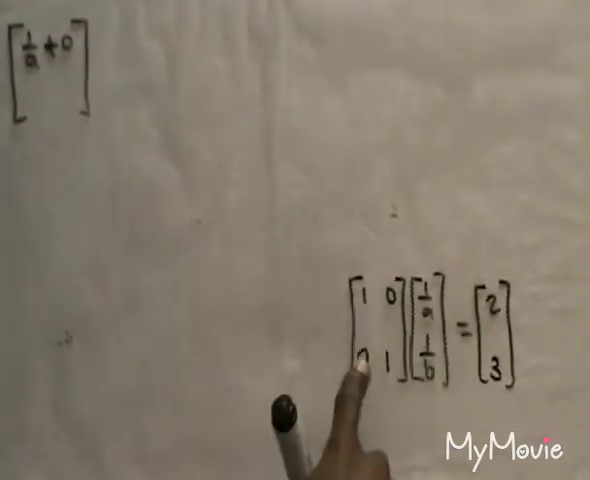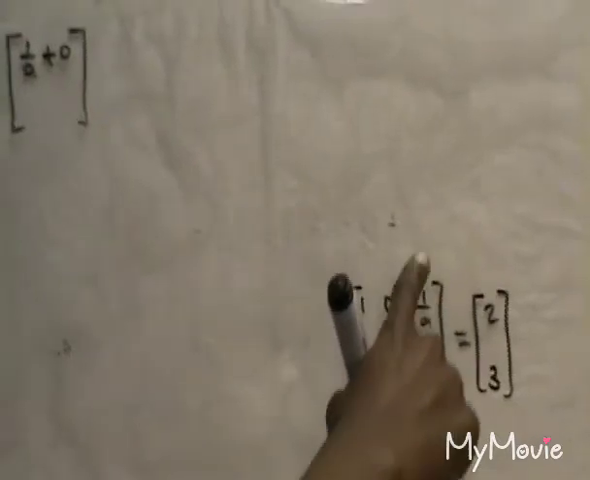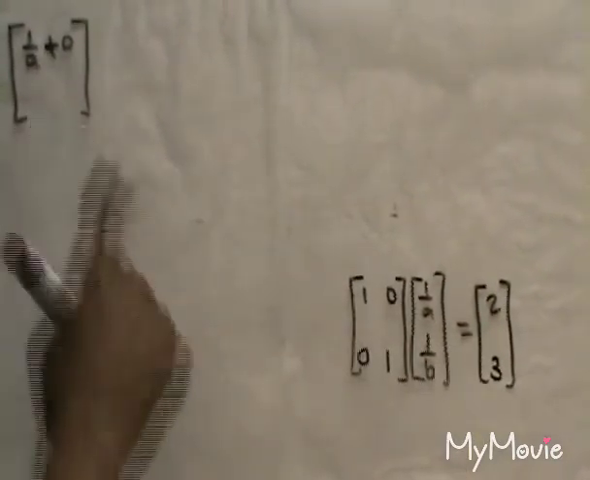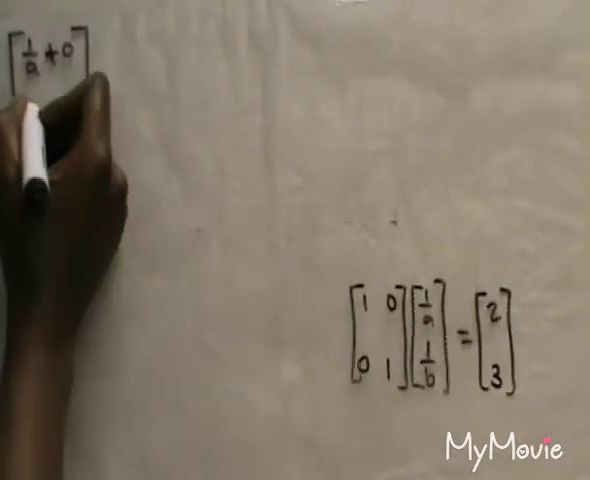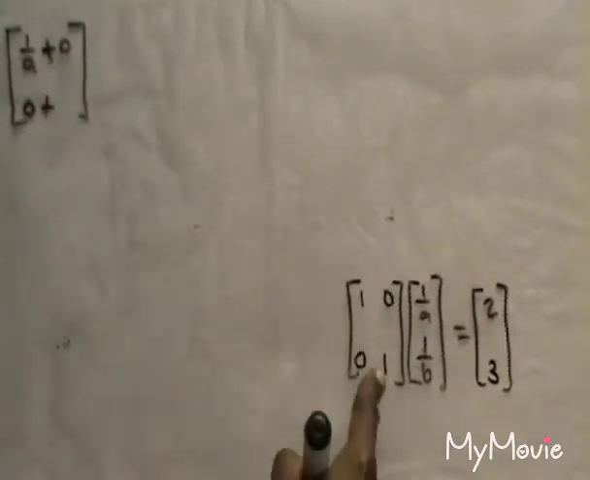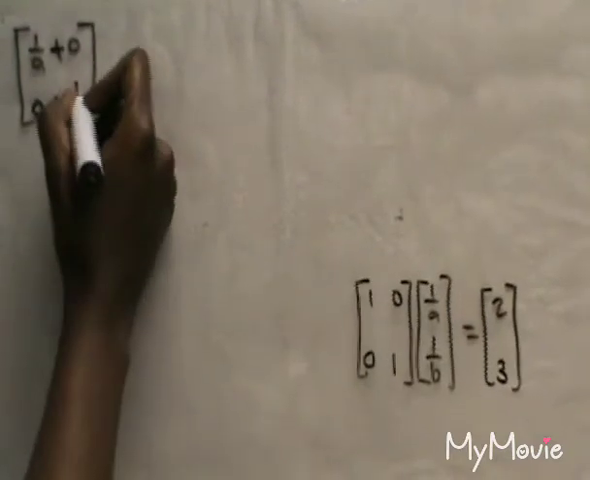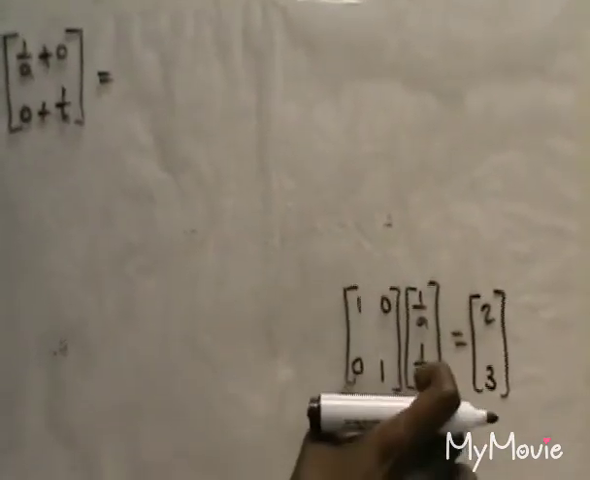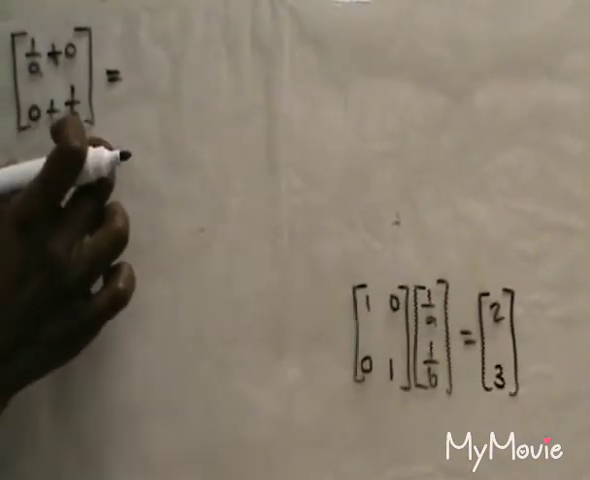And then I have the second row times the first column. That should give me the element in the second row, first column. So it's 0 times 1 over A, this is 0. And then I have 1 times 1 over B, this is just 1 over B. And then this is still equal to this one over here. So this part here is this multiplication over here.